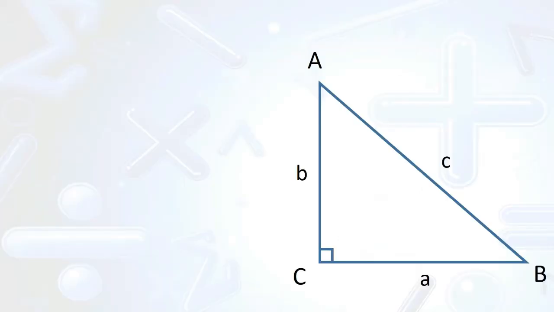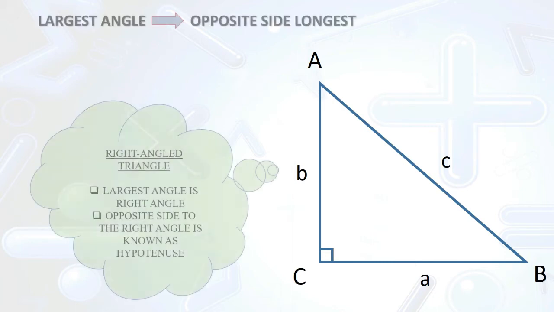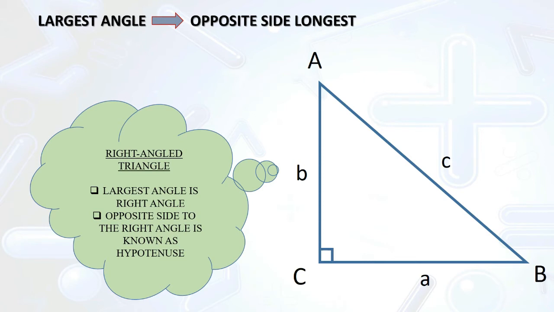To understand the concept of Pythagoras theorem, we require a bit of knowledge about a right angle triangle. Consider a right angle triangle ABC with angle C equal to 90 degrees. In all triangles, the largest angle is opposite to the longest side. Or in other words, the longest side of a triangle is always opposite to the largest angle. Here we are discussing a right angle triangle, and the largest angle is the right angle.